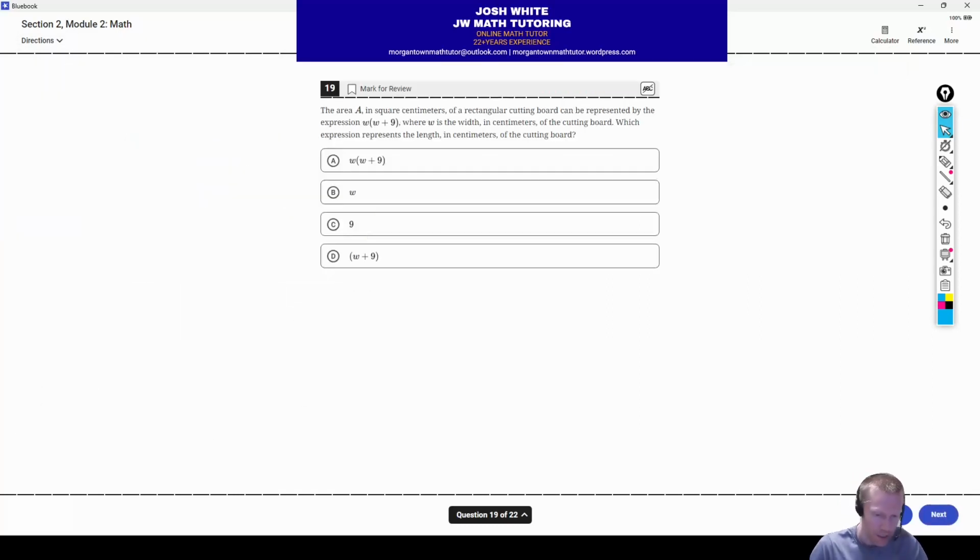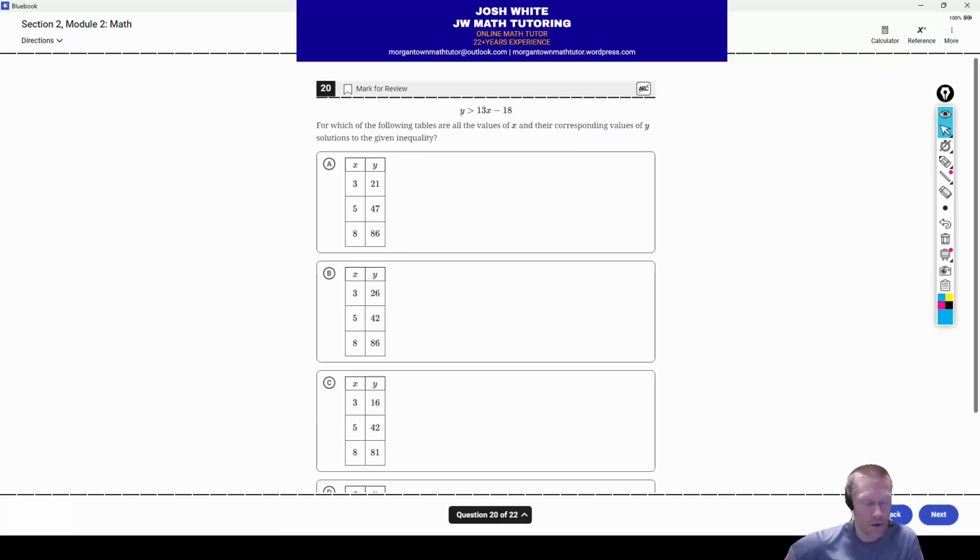Now for 19, here you have an area problem. However, this one is very, very simple because the area of a rectangle is just length times width. And the expression you're given is W times W plus 9. So W is the width, that matches up with the width here. So scratch those out. So what does the W plus 9 have to be? Well, just the length. So correct answer, letter D. And that's it. We can just move on to the next question.